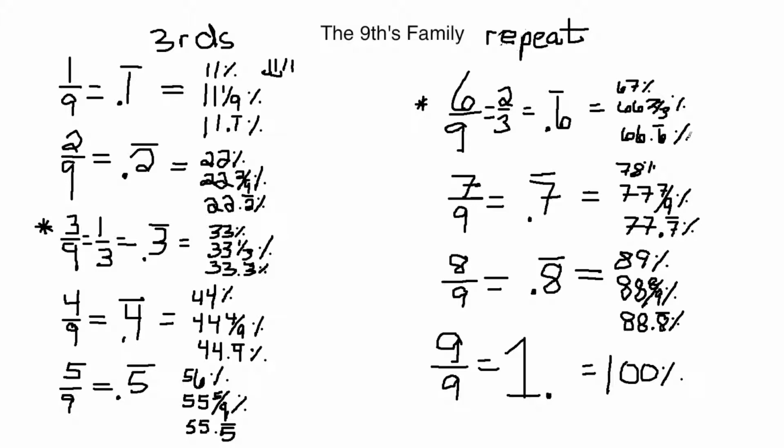And just remember, to go from a fraction to a decimal, the trick is, since the thirds go into the 9ths, the 9ths repeat as well. Just take the numerator and make it repeat. That's the simplest way for the 9ths. I hope you learned something, and I'm out of here.